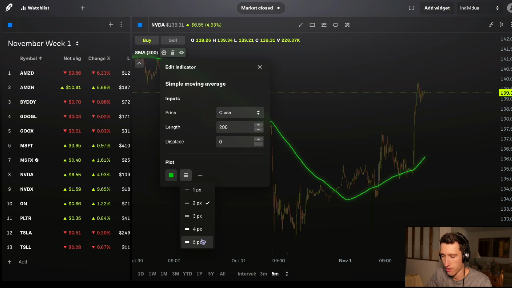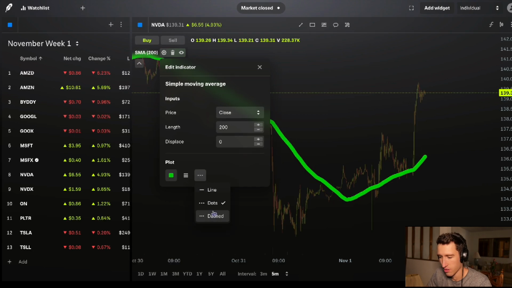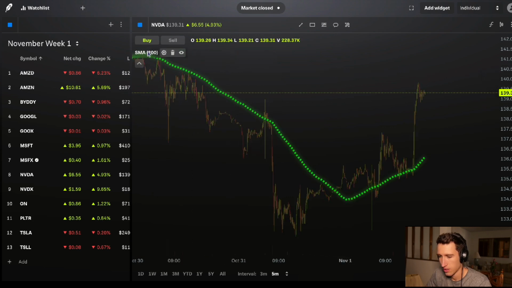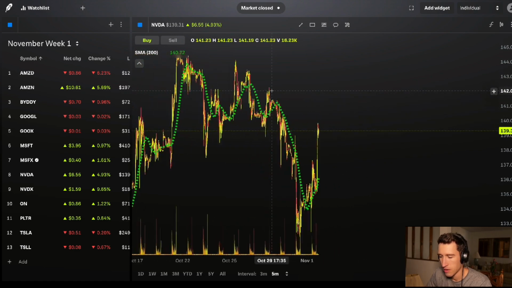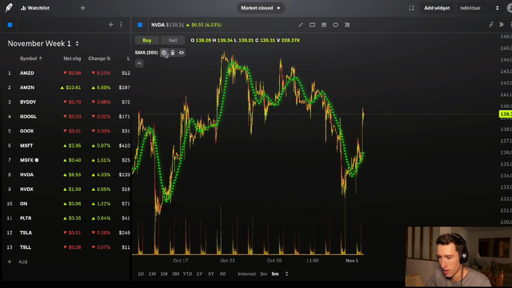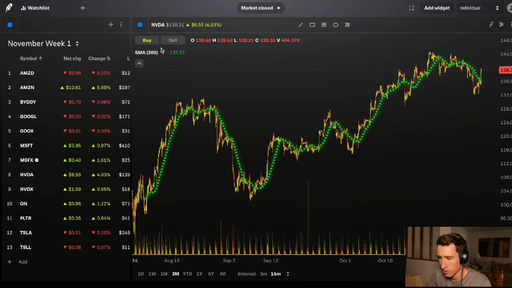You could also change how thick it is if you want it to really stand out. Or you want it to be dotted or what have you, or dashed. You can do whatever you want, but it's a really great indicator to be able to just look at a stock maybe on the past few months or years. If we look on the 3-month, it's just a really good stock to see that.